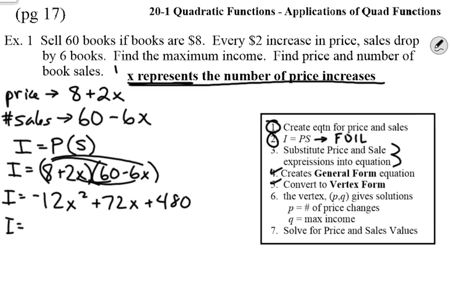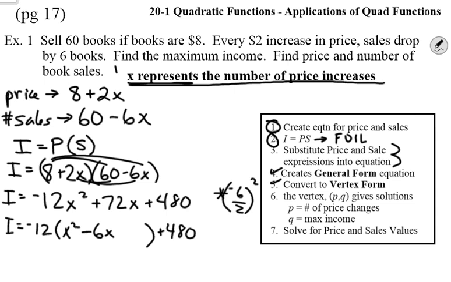Income, here we go. Take out, divide a negative 12. Leaves us with x squared minus 6x. I'm going to cheat a little bit, leave some space, and add 480. Well, magic number, negative 6 divided by 2 squared is a 9, so plus 9. We've actually added negative 108, so we have to add 108 on at the end.